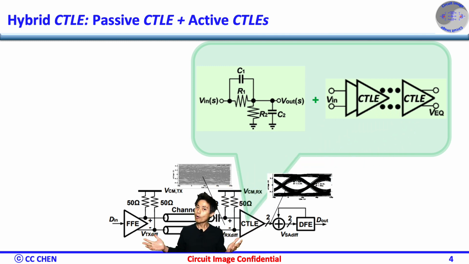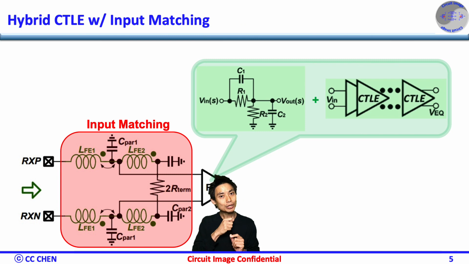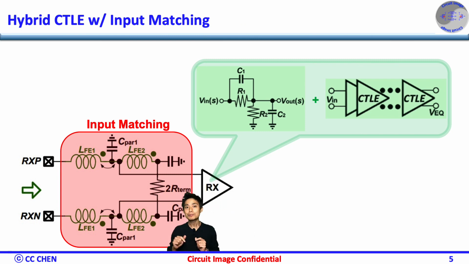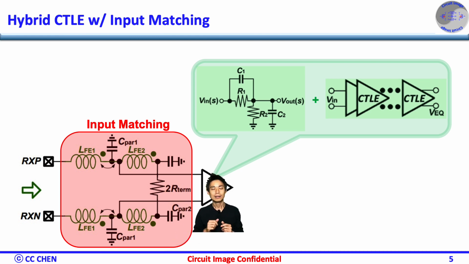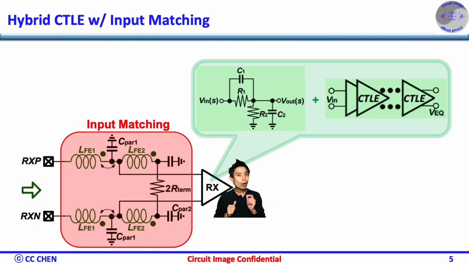Alright, is that all? Think about the input matching images for 5 seconds. Bingo! We need to add the input matching property since the frequency response of the CTLE input will be part of the whole equalizer's AC response. Therefore, we add the whole RX front-end circuit images here to remind you the designs or verifications must be done together to avoid missing mistakes.